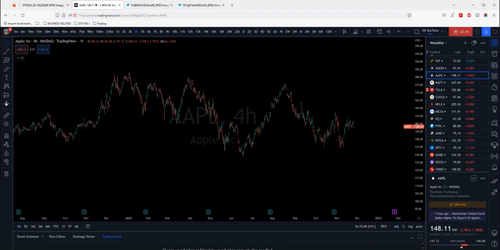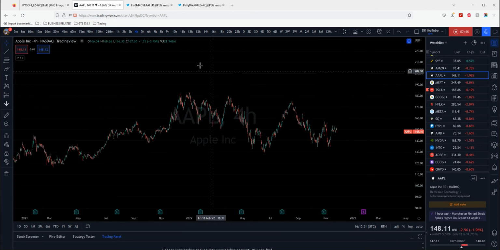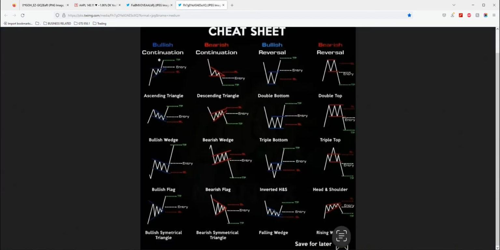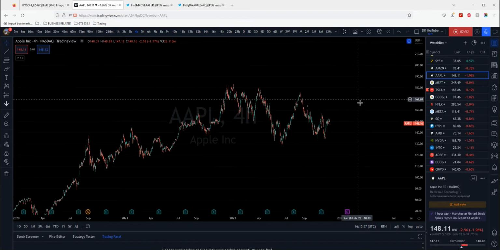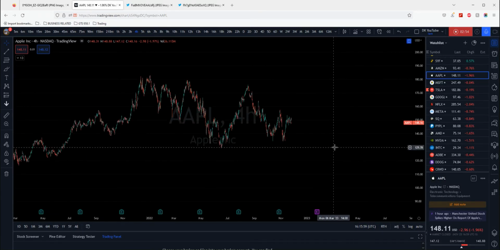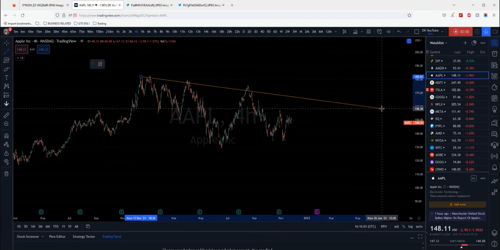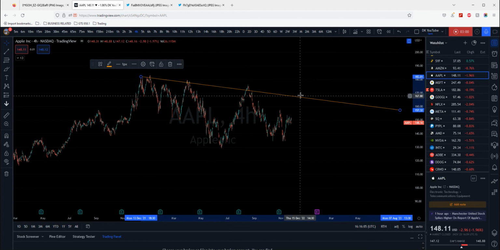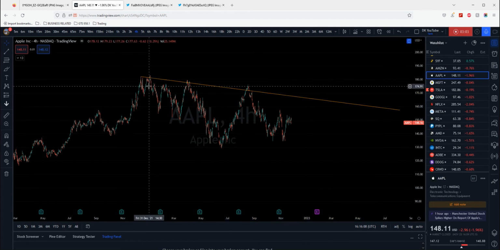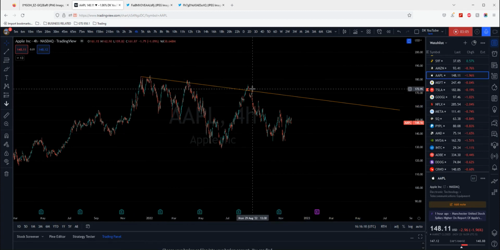Okay. But before we do that, let's try to draw some patterns, bullish, bearish. Let's try to find out what this chart is telling us. Okay, I can clearly see a rejection off of this trend line. When you draw a trend line, make sure you use at least three touch points.